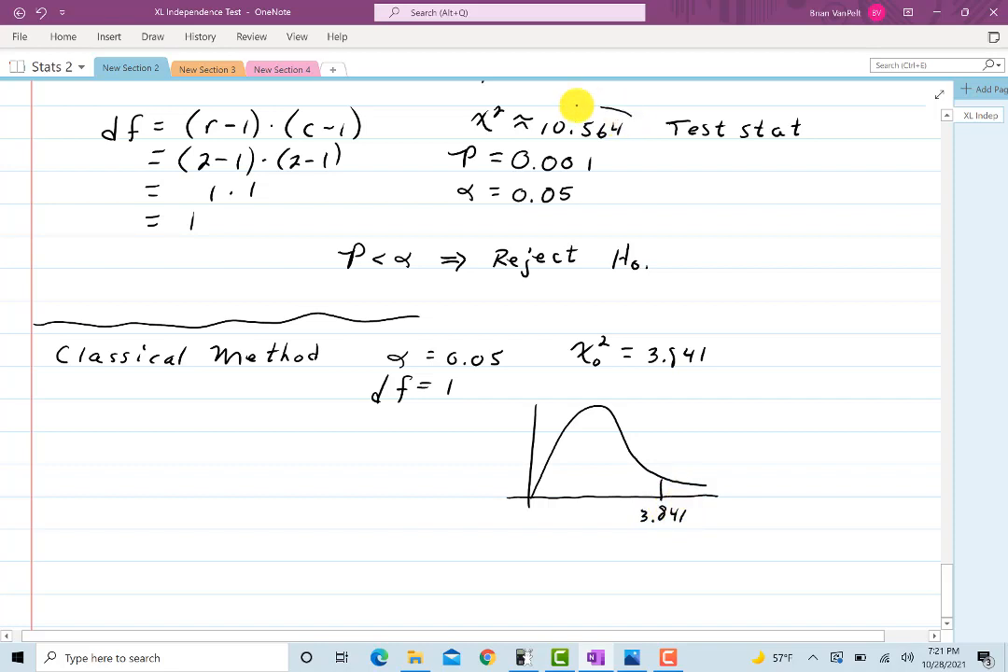And the test stat was given as part of our GOF test. And you can see it's way off to the right. So even the classical method, of course, says reject H naught.